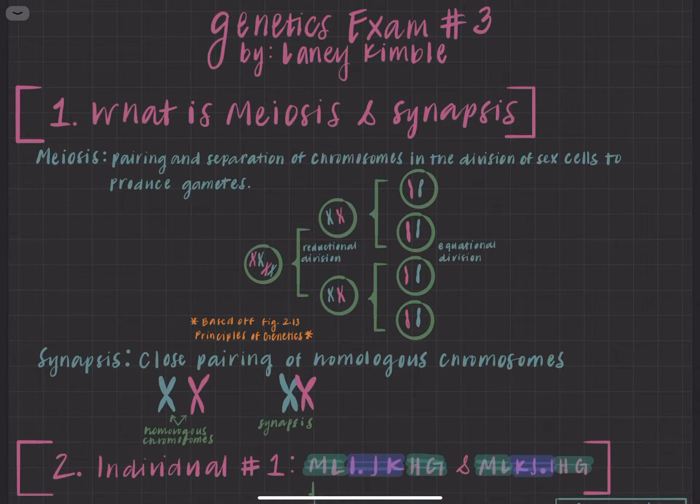during crossing over. Crossing over occurs during the process of meiosis and among homologous chromosomes. In brief, meiosis is the pairing and separation of chromosomes and the division of sex cells to produce gametes. Synapsis refers to the close pairing of homologous chromosomes, while crossing over is the sharing of genetic information between 2 non-sister chromatids in a homologous pair.